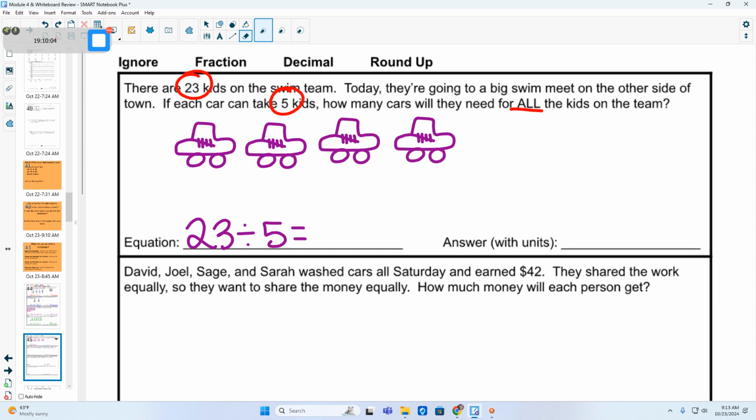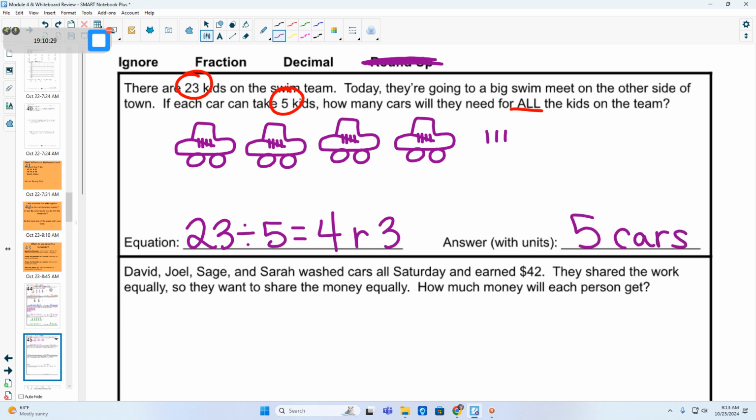And how many cars of 5 were there? 1, 2, 3. There's 4 cars. But do you remember that there were those 3 kids left over, right? So we're going to write 4 remainder 3. 4 full cars with 3 kids left over. But is 4 cars enough? No, 4 cars is not enough. We're going to have to round up and take 5 cars. We can't leave 3 kids behind.